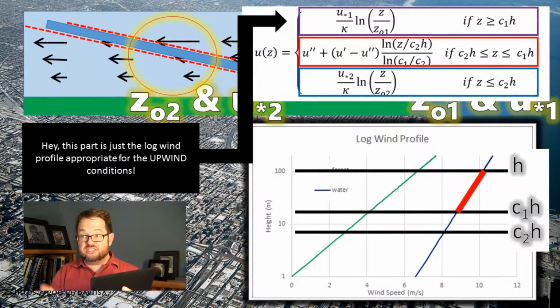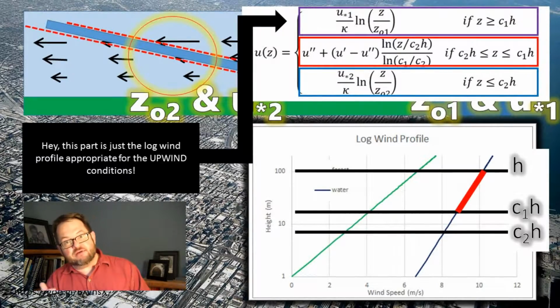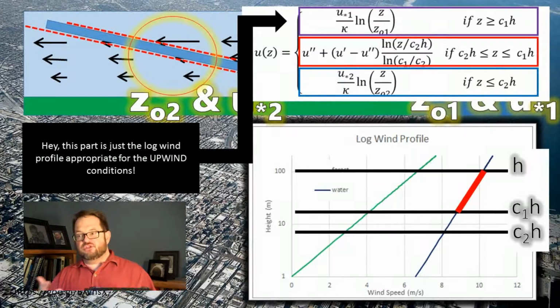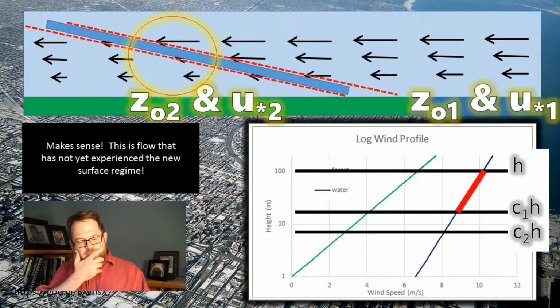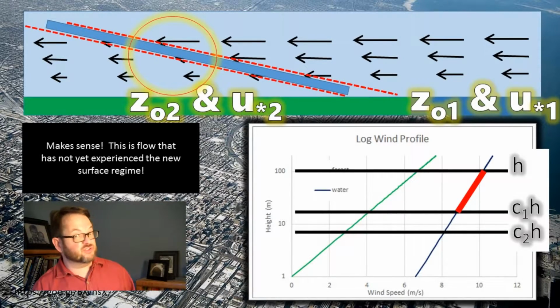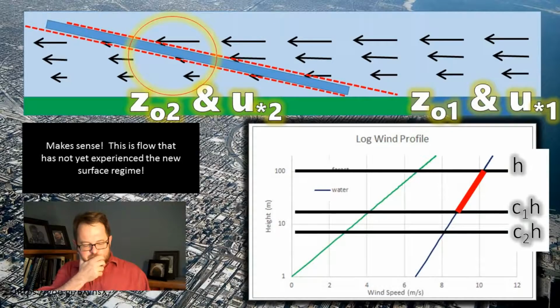Above C1H, from 30% of the height of the internal boundary layer on up, that is the wind profile. It looks exactly like the wind profile over the lake, because that's air that doesn't even know we're not over the lake yet. It hasn't mixed with any air from the surface. That makes sense. That's flow that doesn't yet know that there is a different surface there. Those air parcels haven't touched the surface, they haven't mixed with air parcels from the surface. Okay, that's the top part.